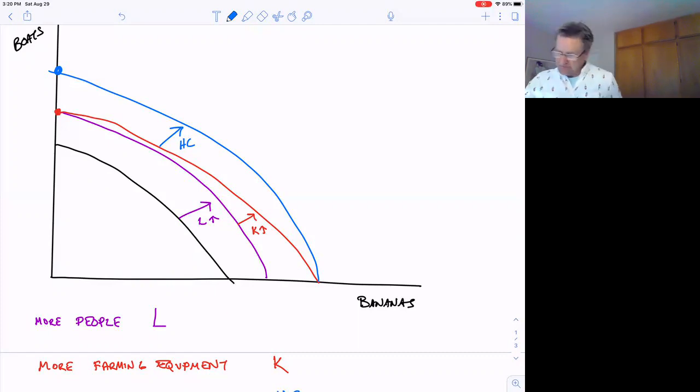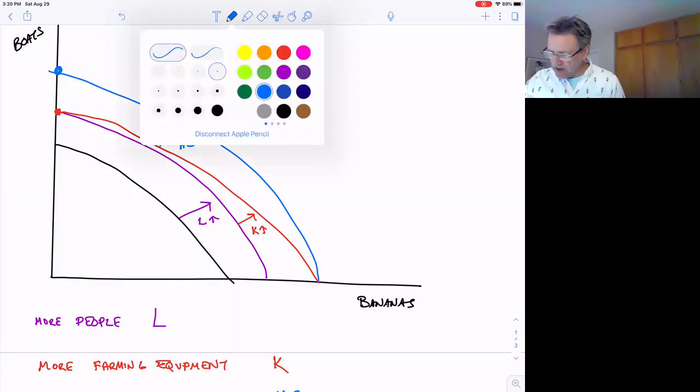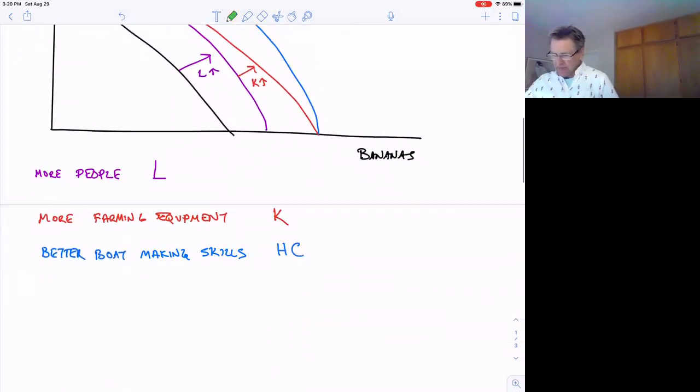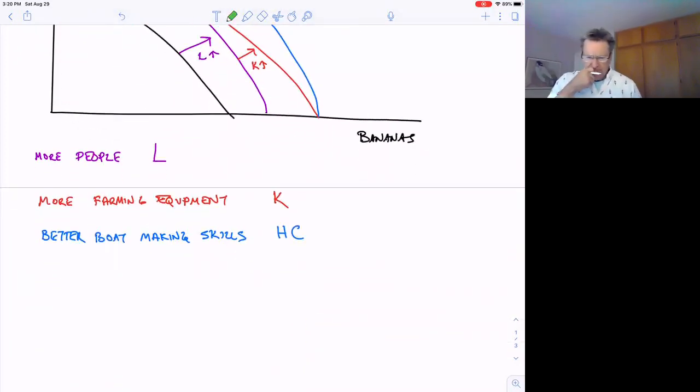Now, what if someone comes along, or someone there on the island figures out a new technology for making boats? Not just skills for making boats, but a new way of making boats.